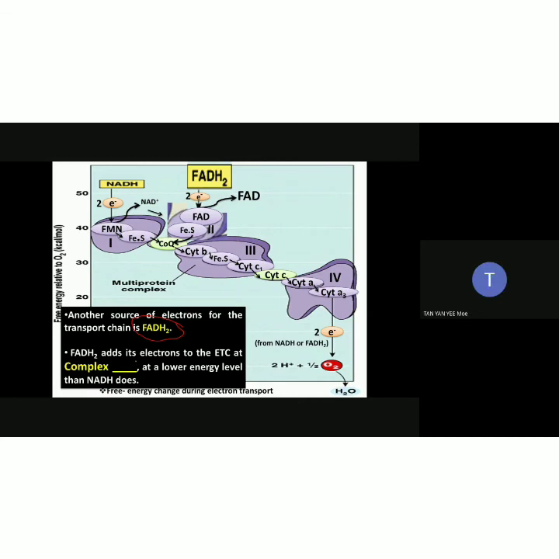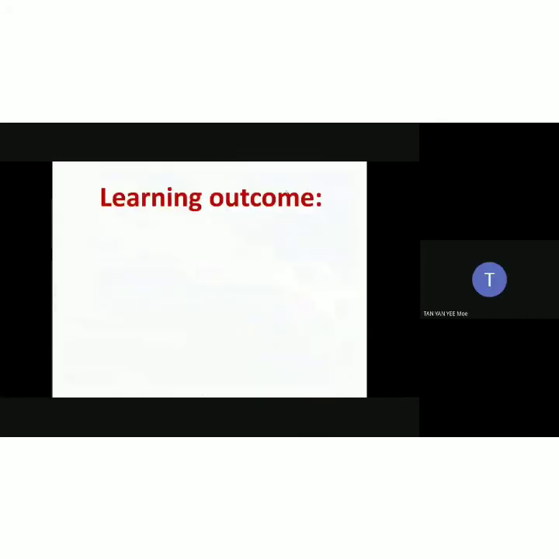FADH2 adds electrons to the ETC at complex 2. In this diagram you can see it at complex 2. Okay, that's all for the electron transport chain. Very good. You can answer my questions.